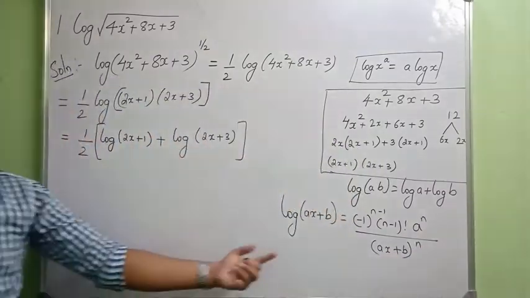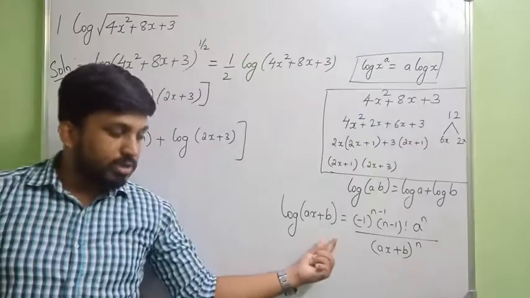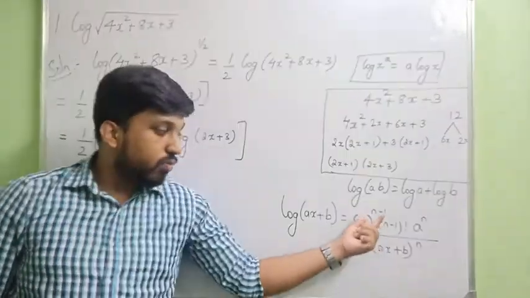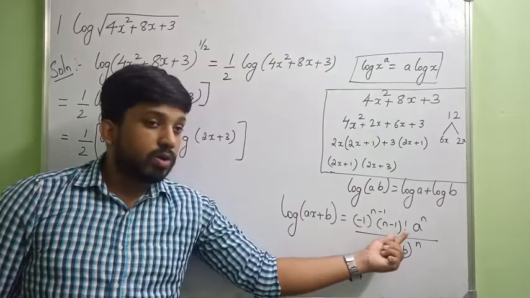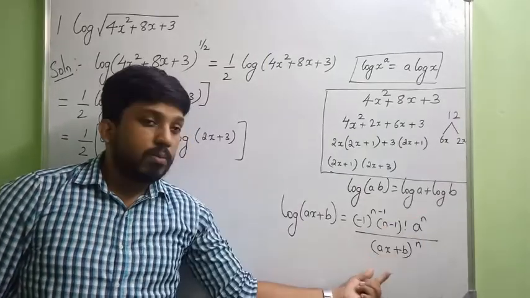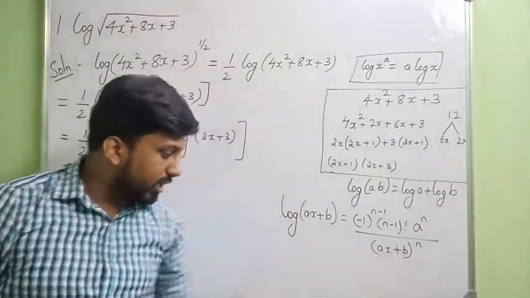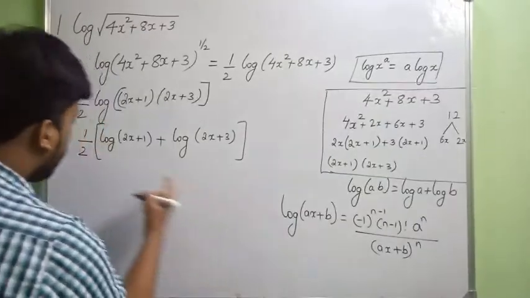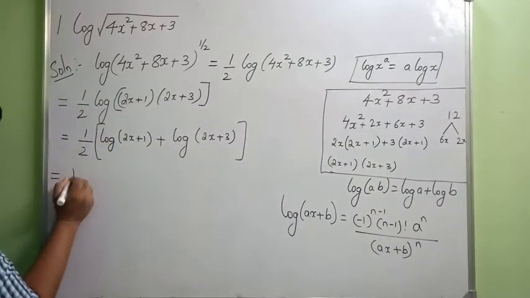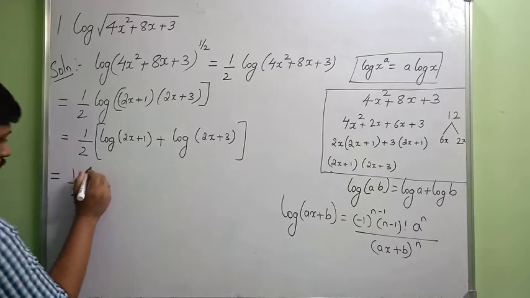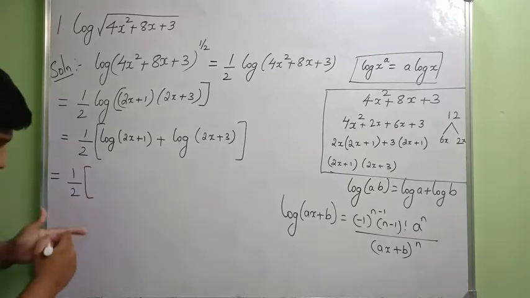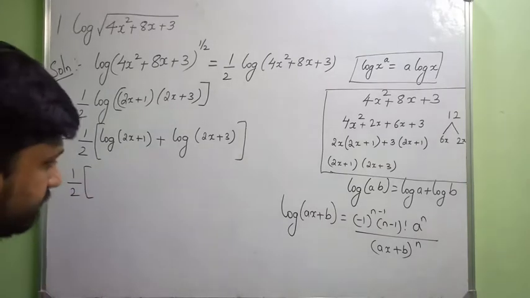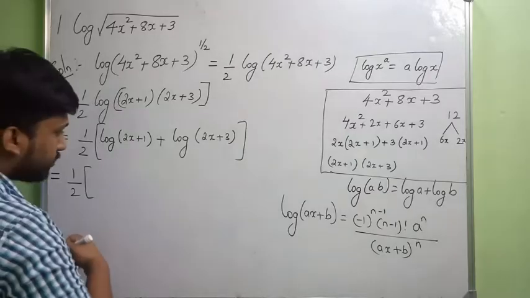So this is the formula we have, that is the nth derivative of log of (ax + b) is equal to (-1)^(n-1) (n-1)! a^n divided by (ax + b)^n. Now similarly, the same thing I am going to substitute here. So that is equal to 1 by 2 into, so here if you take, here I have log of (ax + b), right?